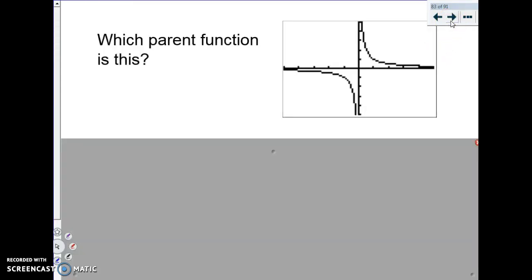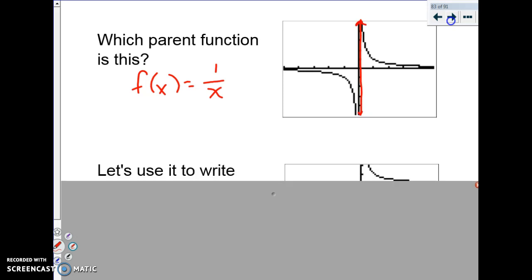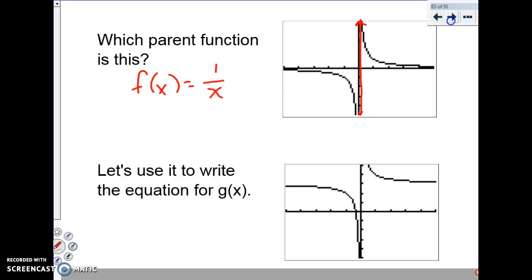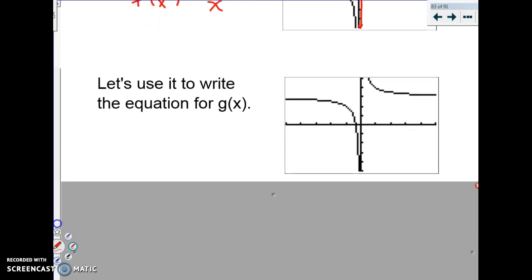All right, so now we're just going to do a couple of tests, and again, I really want this video to focus only on the rigid transformations, because I think that the non-rigid will be better in class. So which parent function is this? Hopefully you know that this is f of x equals 1 over x. Okay, it's got that undefined kind of characteristic. It looks like a hyperbola. And now we're going to use this in our family to write new equations.